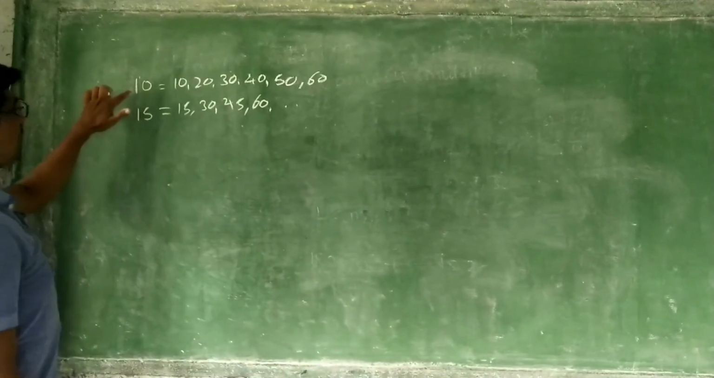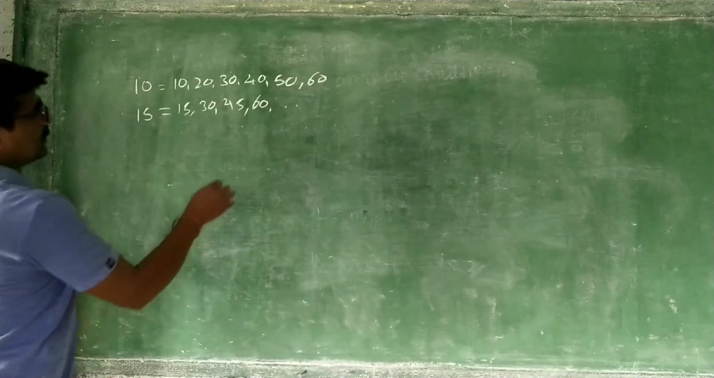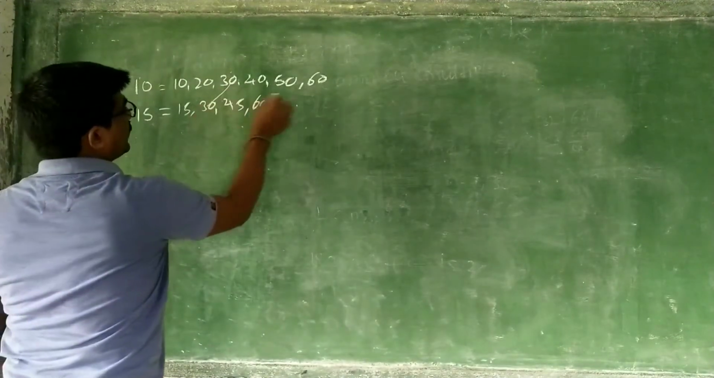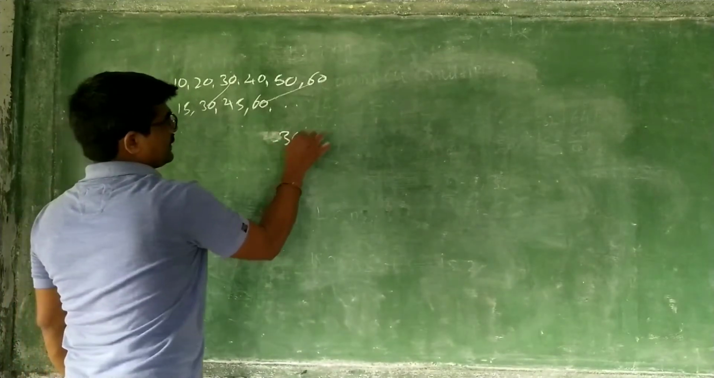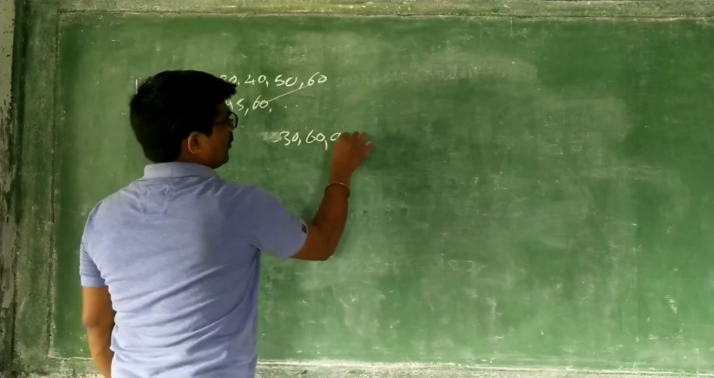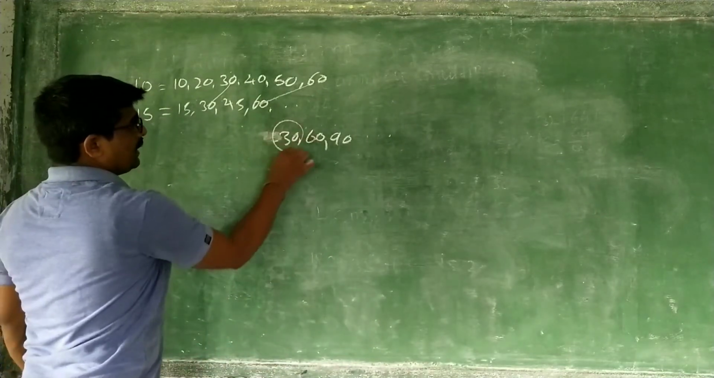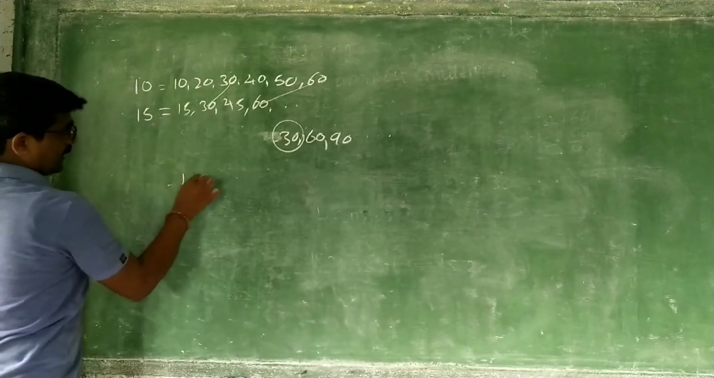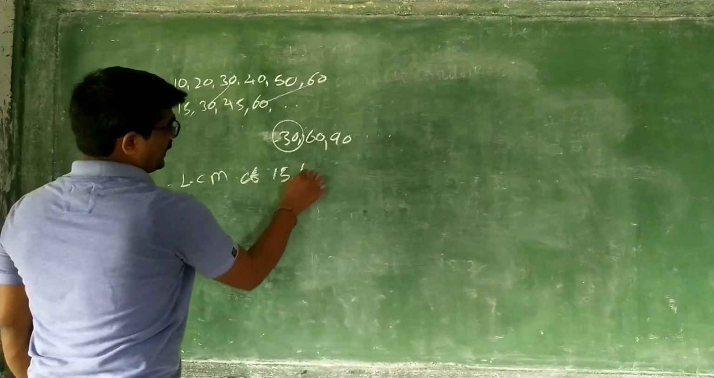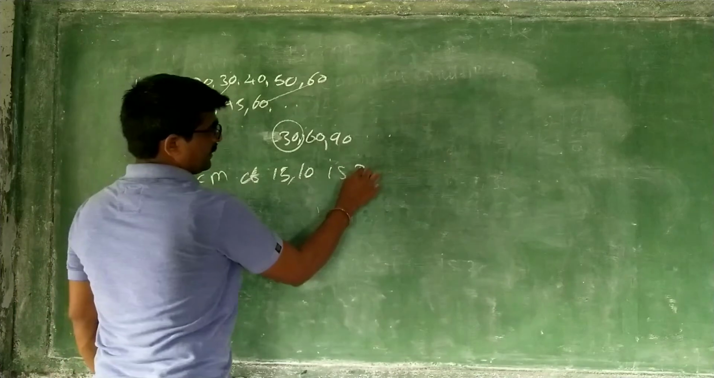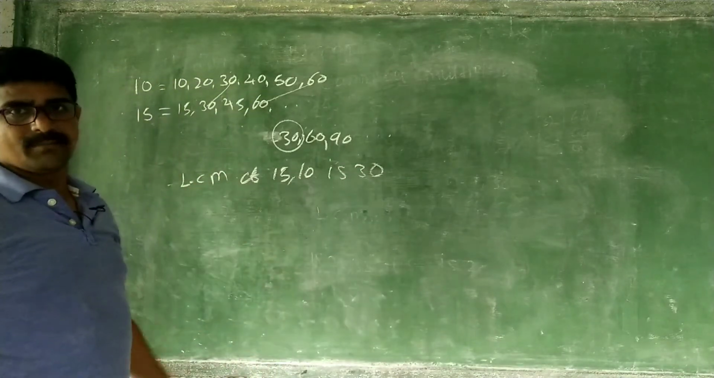Again, find the LCM of 12 and 15. What are the common multiples? 30 and 60, 90, and so on. Which is least? 30 is the least. Therefore, the LCM of 12 and 15 is 30. Okay? This is the general method.